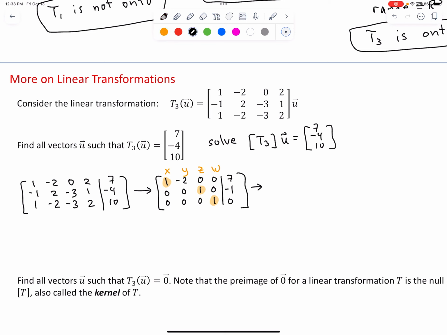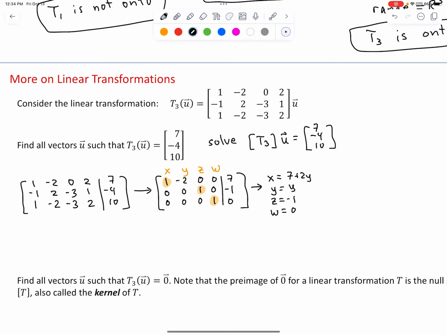The first row is x minus 2y must be equal to 7. So that means x has to be equal to 7 plus 2y. The second row reads that z has to be negative 1. And the third row reads that w has to be 0. And let's not forget that y needs to be in here and that it's free.